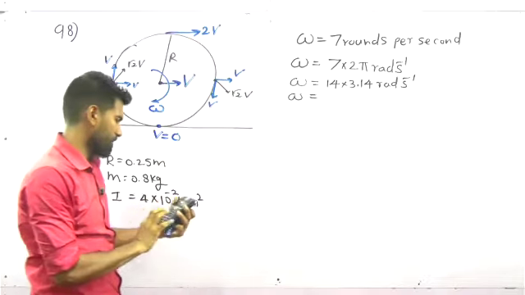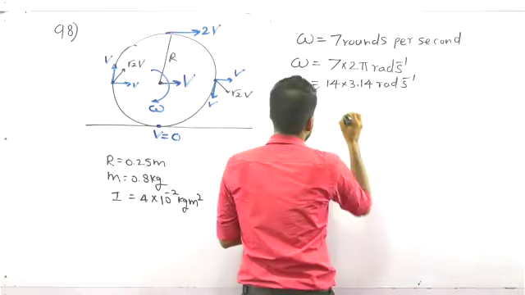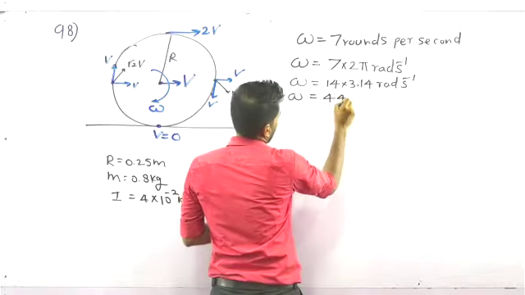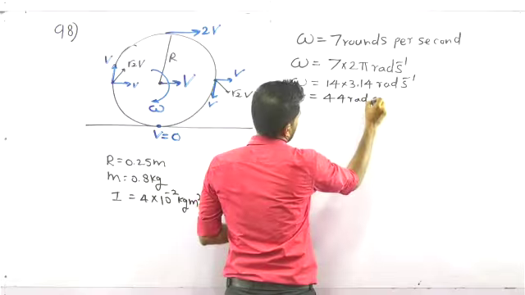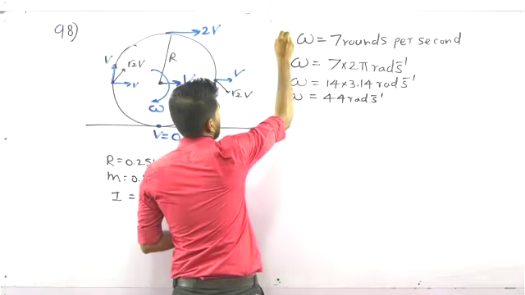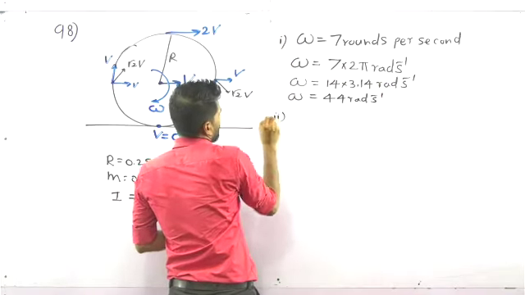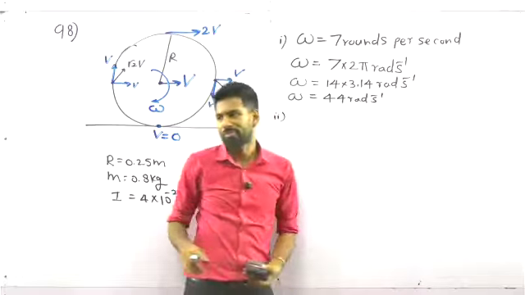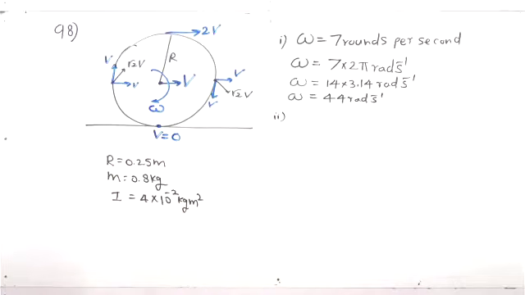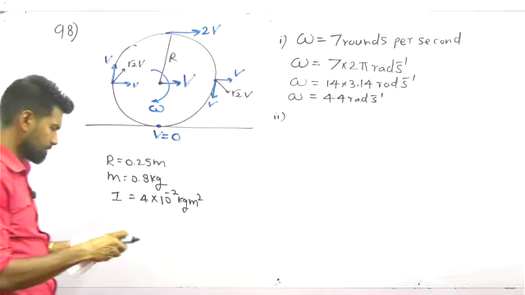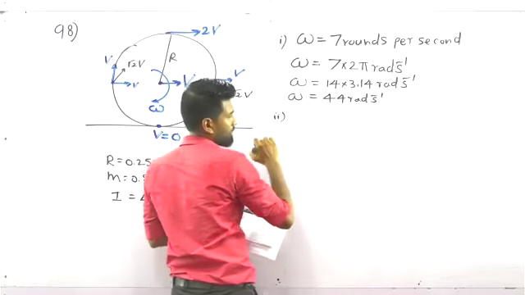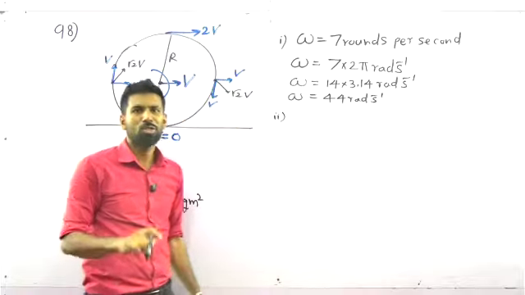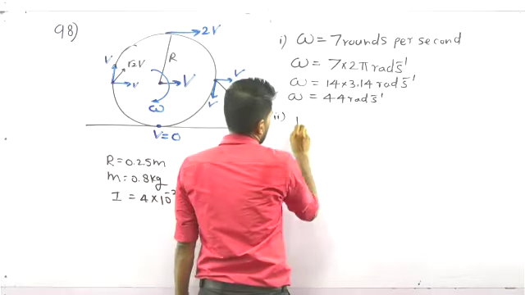14 into 3.14, 43.96. 44 radians per second. The actual angular velocity from the SI units, 44 radians per second. Then, the second one, the linear velocity of the center.